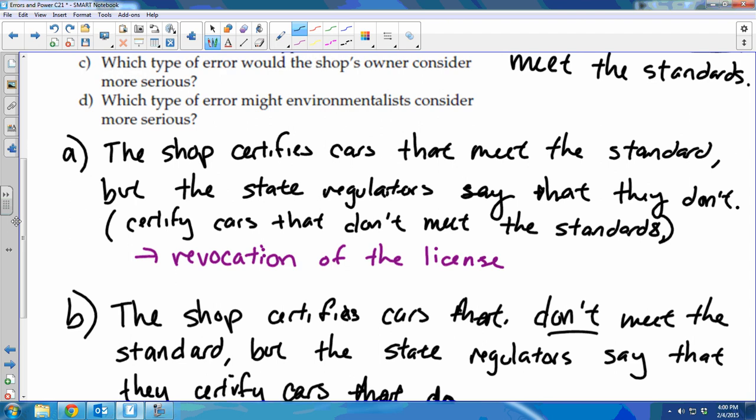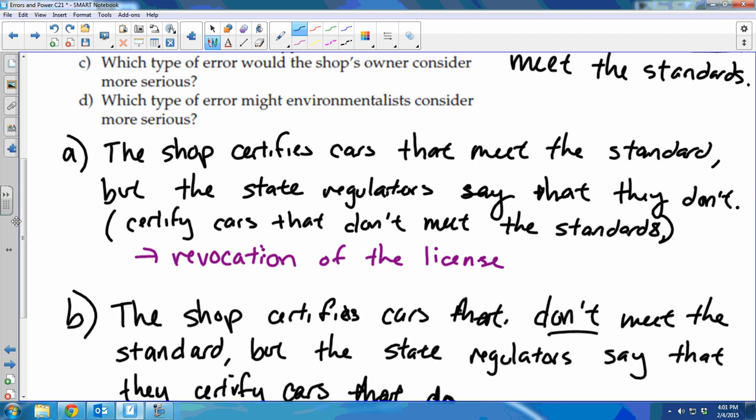So in part C, which type of error would the shop's owner consider more serious? Well, if you were the owner of the shop, I would think that the type 1 error will be way more serious. I was doing what I was supposed to, but the state regulators came in and said that I wasn't, and so I'm losing my license. That means I'm losing my license for no reason, because I'm doing what I'm supposed to. So in that case, type 1 error is more serious.